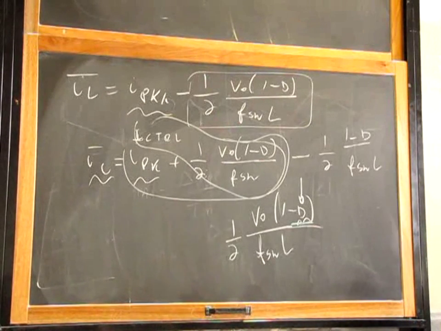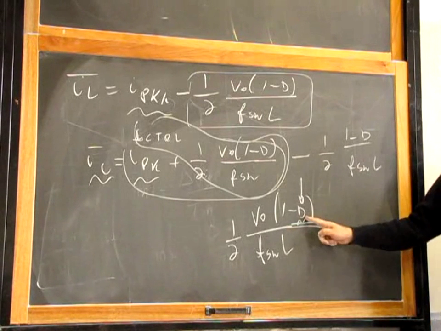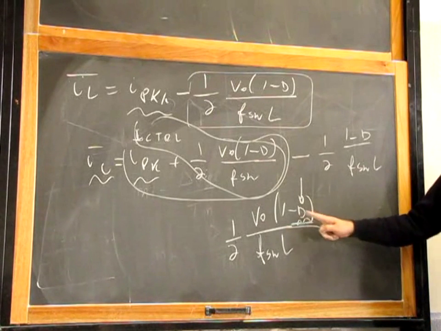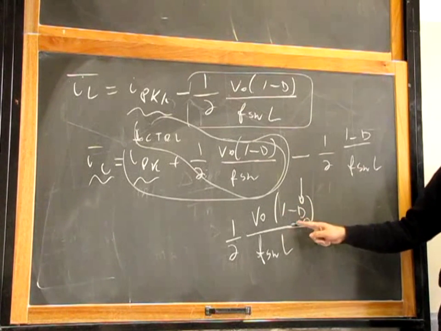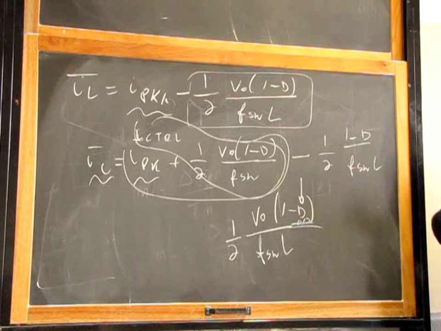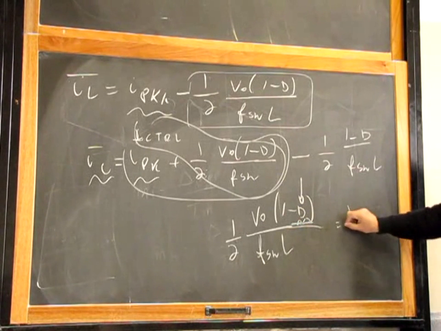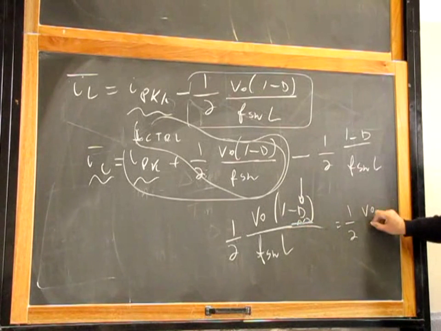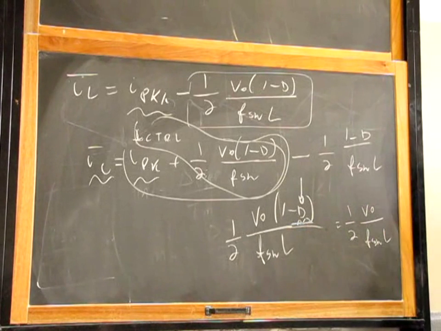How much is that slope? That's easy. If you don't want to make strange calculations, just take d equals 1, d equals 0, and you find the difference. D equals 1, how much correction? No. D equals 0, how much correction do you have to apply? 1/2 V0 over switching frequency L.